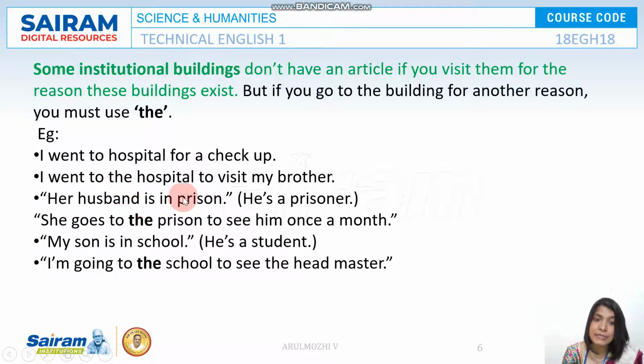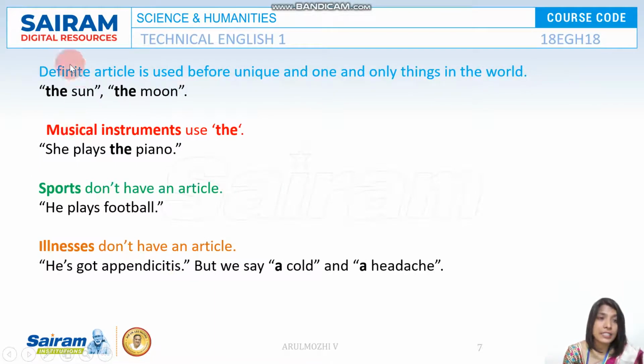Her husband is in prison because he is a prisoner. But look at the next one: she goes to the prison to see him once a month. You are a visitor, you are not a prisoner. My son is in school because he is a student. School exists for students, so we don't use "the" before it. But look at the next one: I am going to the school to see the headmaster. You're not going to school to study here, but you're going to visit your son.